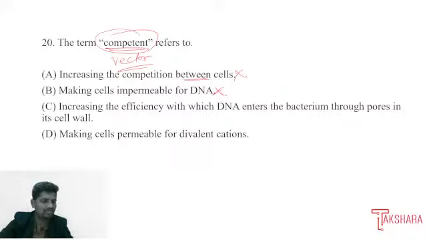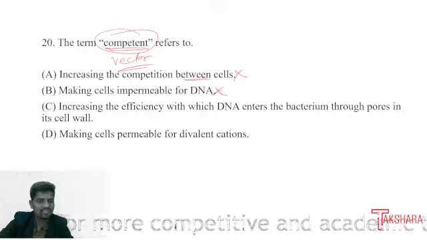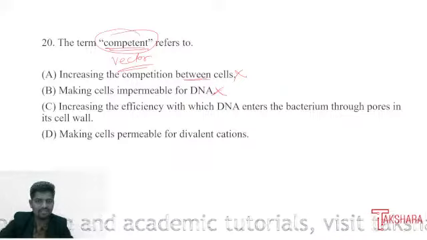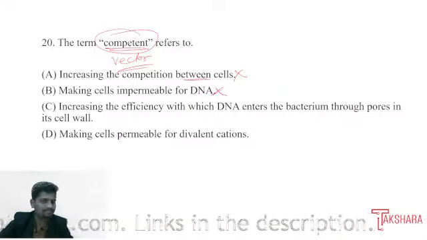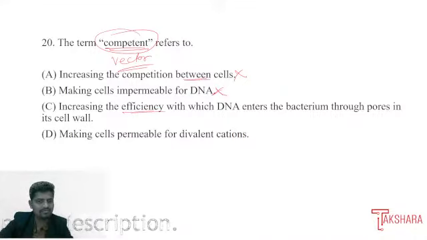So option B is wrong. And C, increasing the efficiency with which DNA enters the bacterium through the pore of a cell. So increasing the efficiency with which the DNA can enter into the bacteria through the specific pores related to the cell wall, and that is exactly correct.